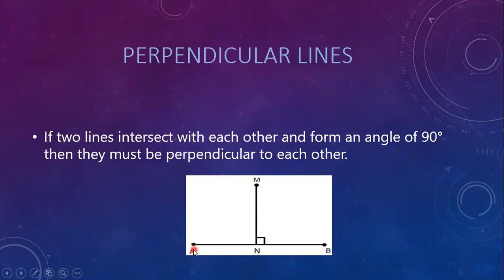Here you can see AB is one line and MN is another line. I can say AB and MN are intersecting at point N, and exactly where they intersect, they form a right angle. So now I can say AB is perpendicular to MN. So this is about perpendicular lines.